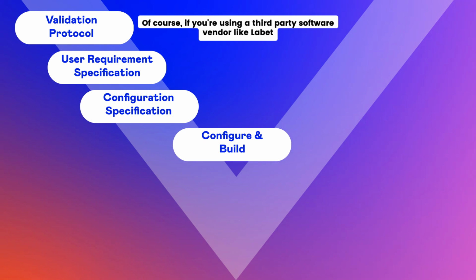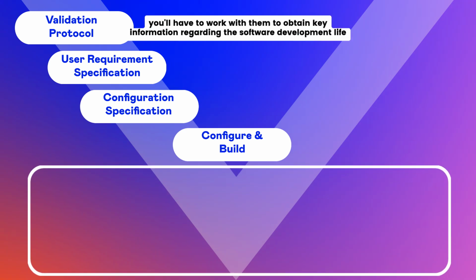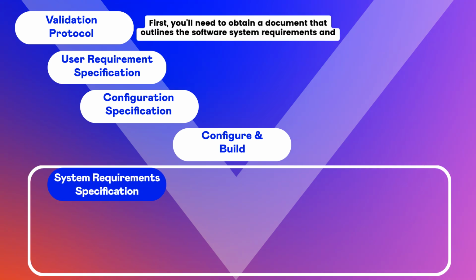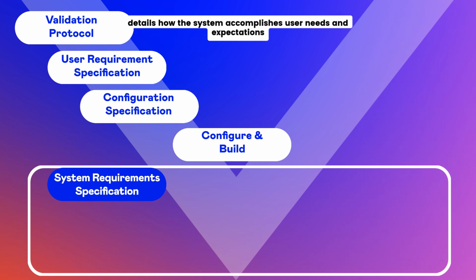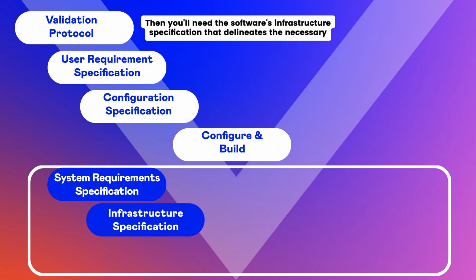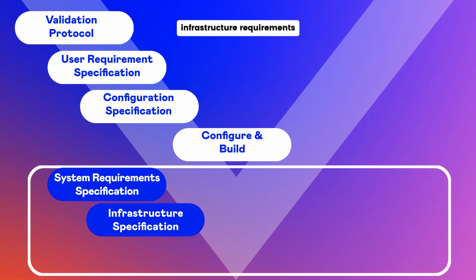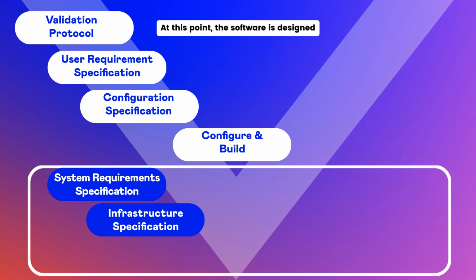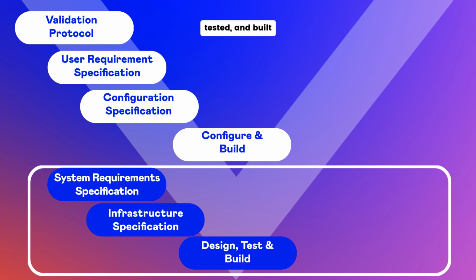Of course, if you're using a third-party software vendor like Labit, you'll have to work with them to obtain key information regarding the software development lifecycle. First, you'll need to obtain a document that outlines the software system requirements and details how the system accomplishes user needs and expectations. Then, you'll need the software's infrastructure specification that delineates the necessary infrastructure requirements, for example, the hardware, software, network, and environmental specifications for the successful deployment and operation of the system. At this point, the software is designed, tested, and built.